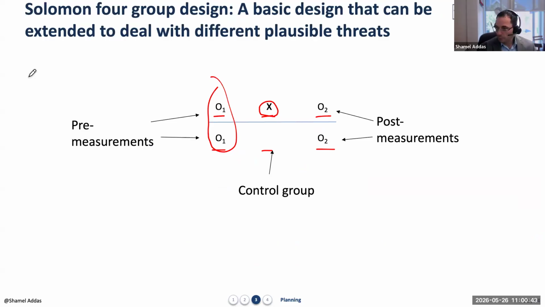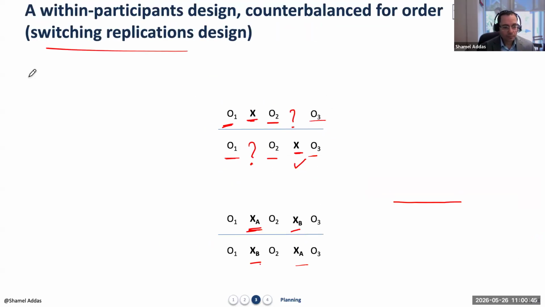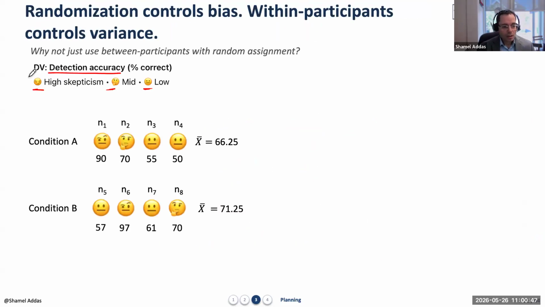So in this particular setting where we have just random assignment, so we have condition A and condition B, and I'm measuring the outcome. So the outcome is detection accuracy. Okay, so this one gets 90, this one 70, 55, 50. In the second group, we have 57, 97, 61, and 70. Okay, so we can get the average in each group.